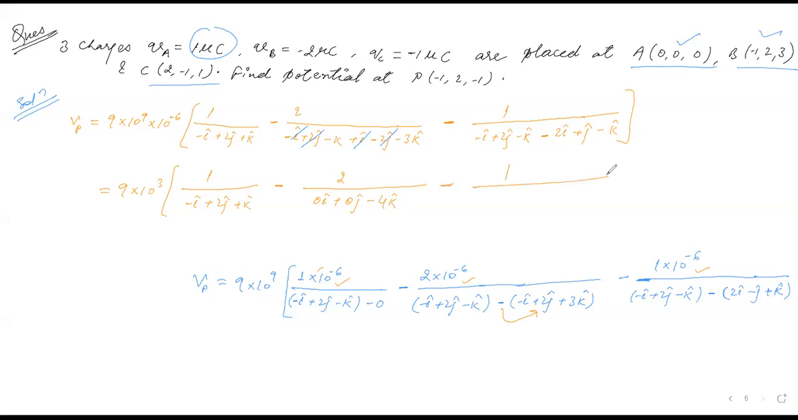Minus 1 over minus i and minus 2i, it will be minus 3i. Minus 3i. And plus 2j and 1j, it is your plus 3j. Minus k and minus k will be minus of 2k. Okay. Yes, sir.